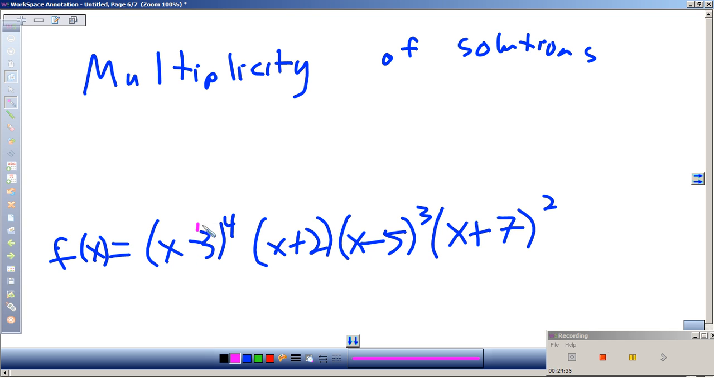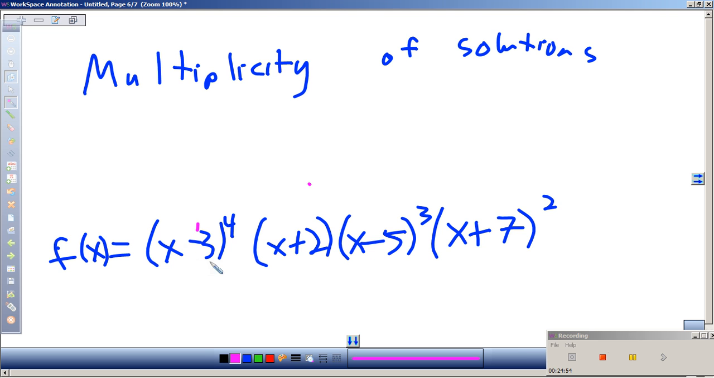And then x times x times x times x. So this generates an x to the 4th. Multiply times another x gives us an x to the 5th. Times 3 more gives us an x to the 8th, and then times 2 more, you get x to the 10th. So this is a 10th degree polynomial. Right? Yes. So now, what are the solutions or zeros to this polynomial?